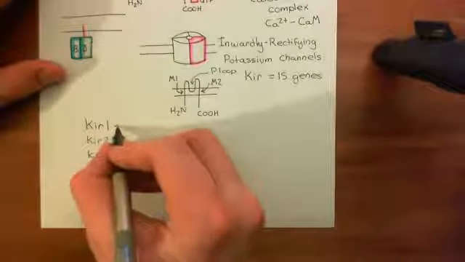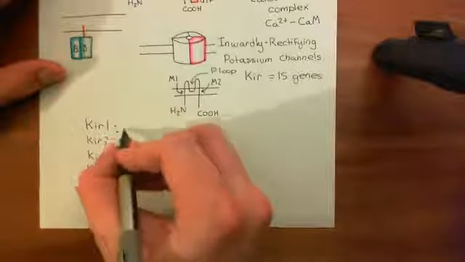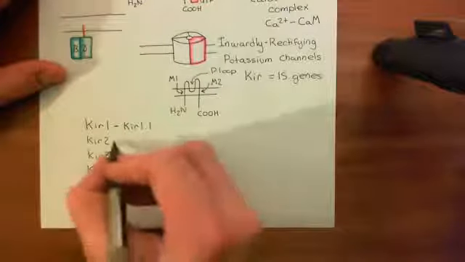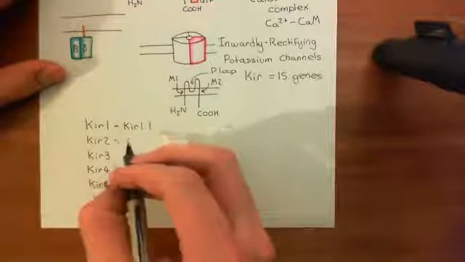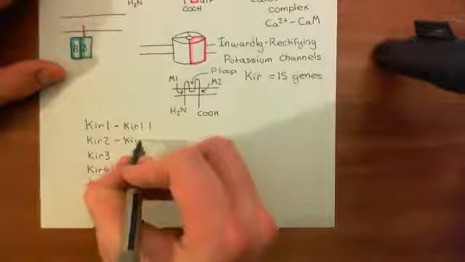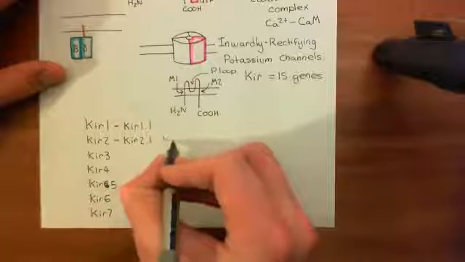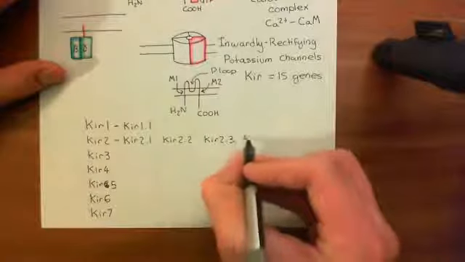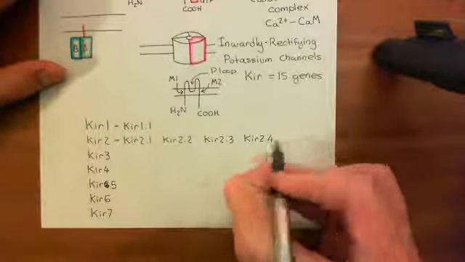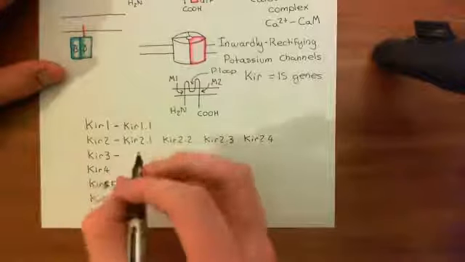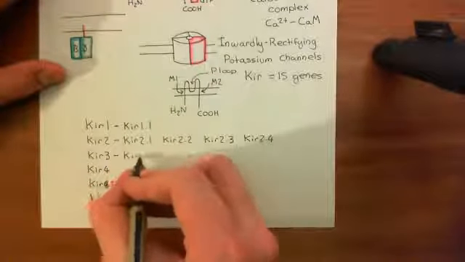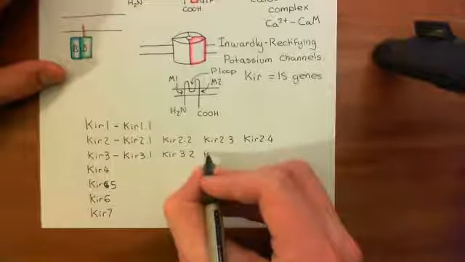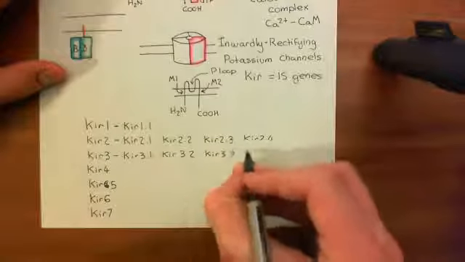Basically there is only one member of this first family. The only member of KIR1 is the KIR 1.1 subunit. For the KIR2 family, there are 4 members: KIR 2.1, KIR 2.2, KIR 2.3, and KIR 2.4. Then you have KIR 3: KIR 3.1, KIR 3.2, KIR 3.3, and then finally KIR 3.4.